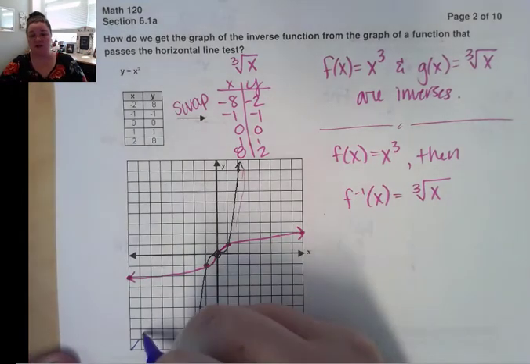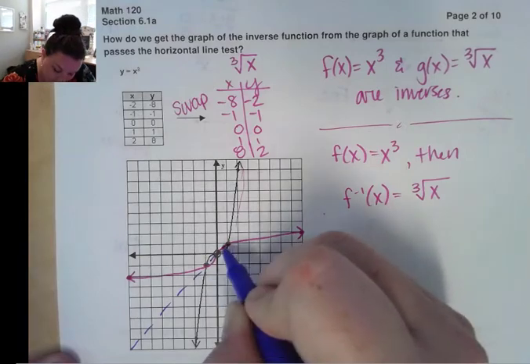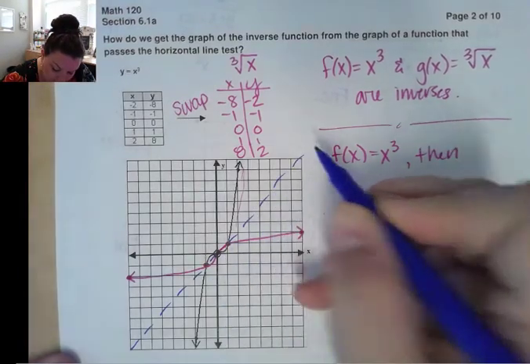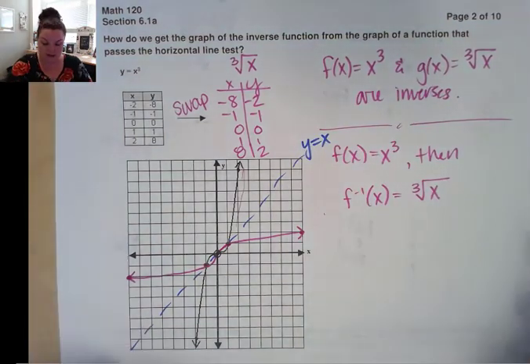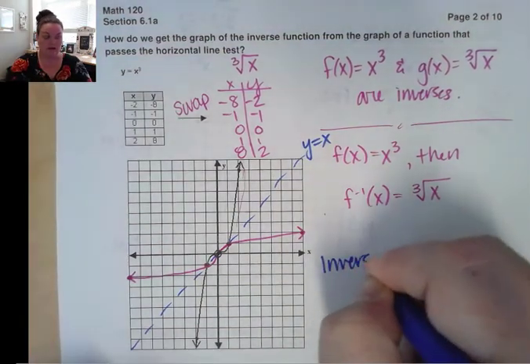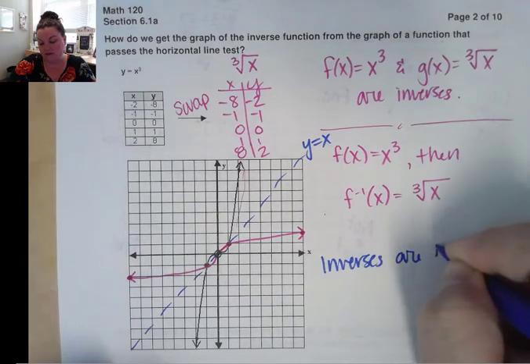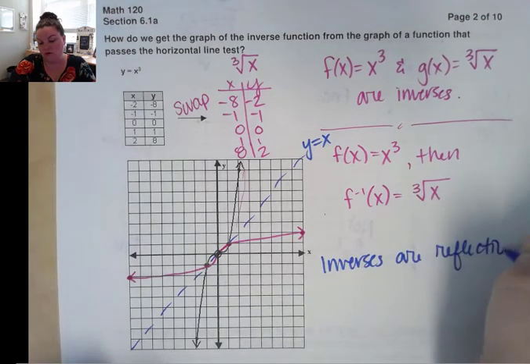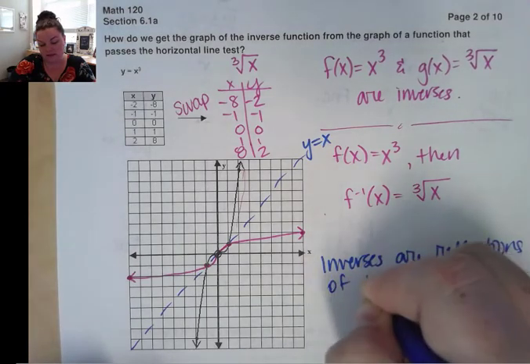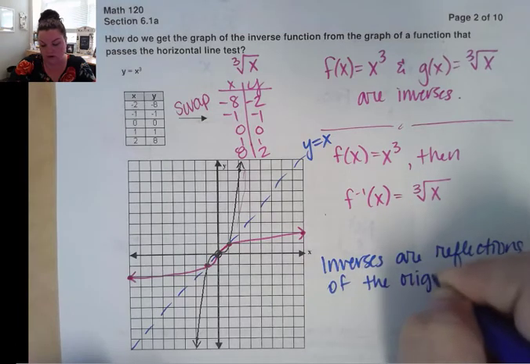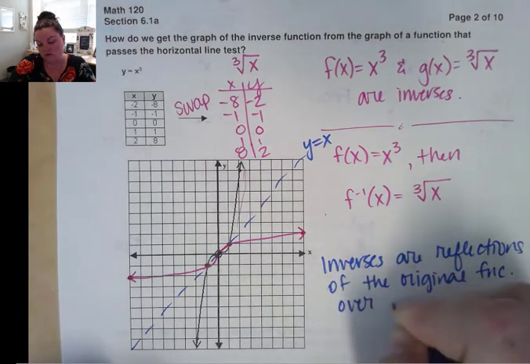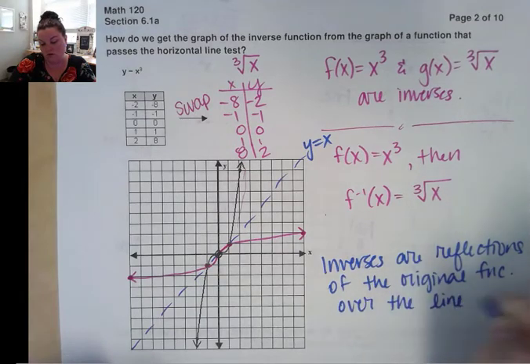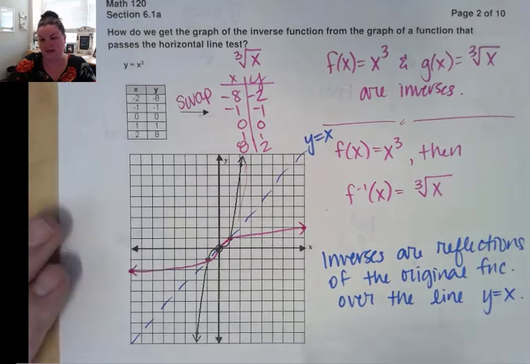Okay, so basically what we're doing, if you notice here, we have the same shape. It just looks like it's been turned. And what actually has happened is it is a reflection over this line y equals x. Okay, so inverses are reflections of the original function over the line y equals x.